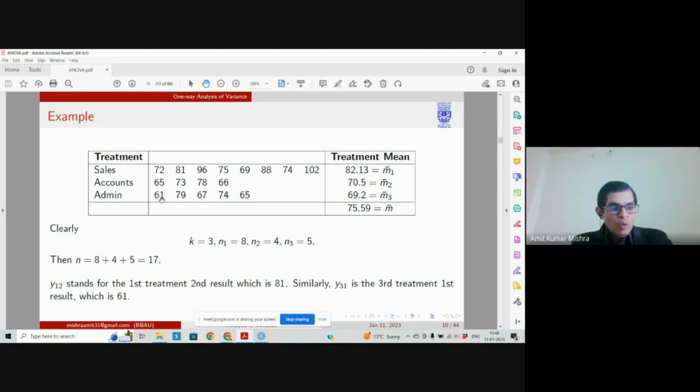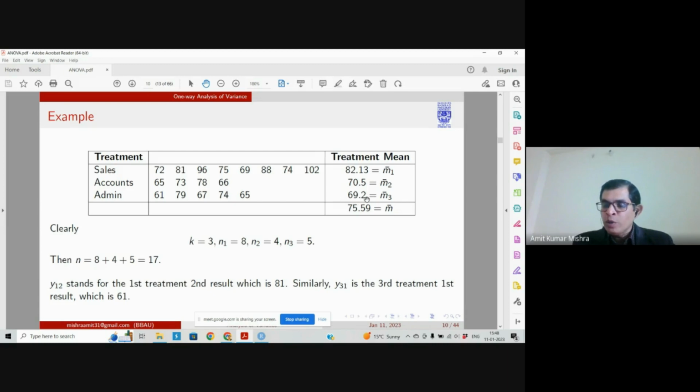Now what happens, we can find the average of pulse rates from the sales department. That means the average of 72, 81, 96, 75, 69, 88, 74, 102. If I find the mean, this is called the treatment mean. We denote it by M1 bar, and it comes out to be, in this case, 82.13. Similarly, you can find the treatment mean for accounts, that comes out to be 70.5, and admin, that comes out to be 69.2.